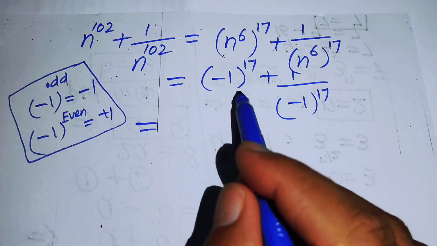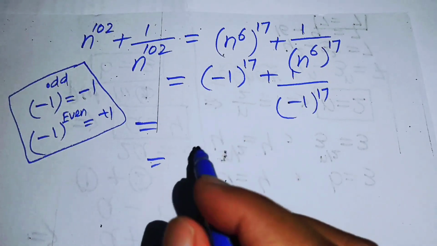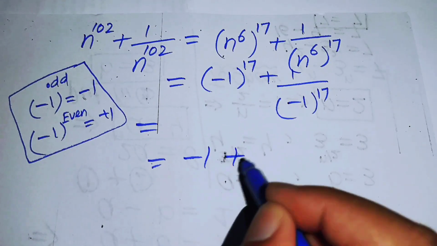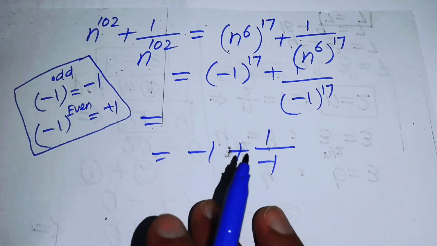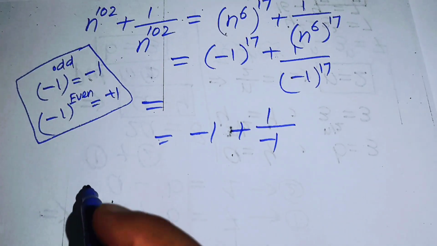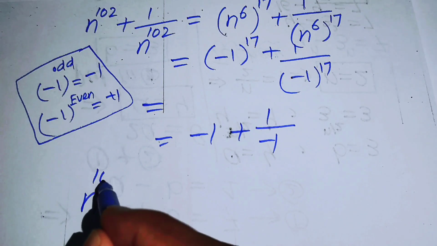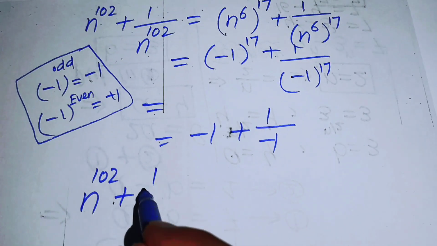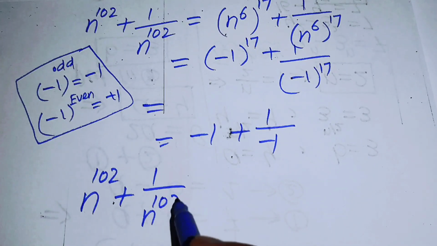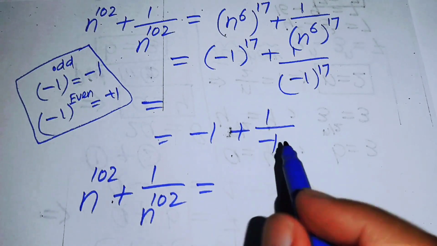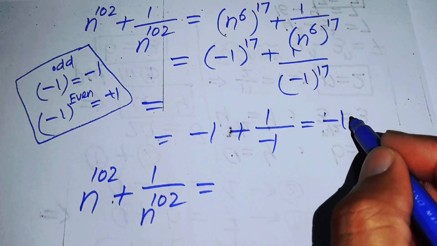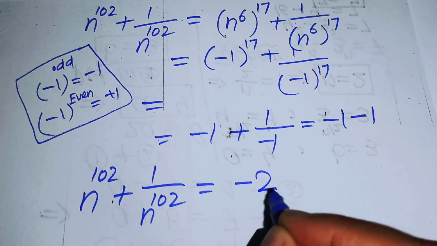So here you see that we have -1 to the power of an odd number, so it will be equal to -1 plus 1 over -1, and finally we get n to the power of 102 plus 1 over n to the power of 102 is equal to -1 and -1, it is equal to -1 -1, which is -2.